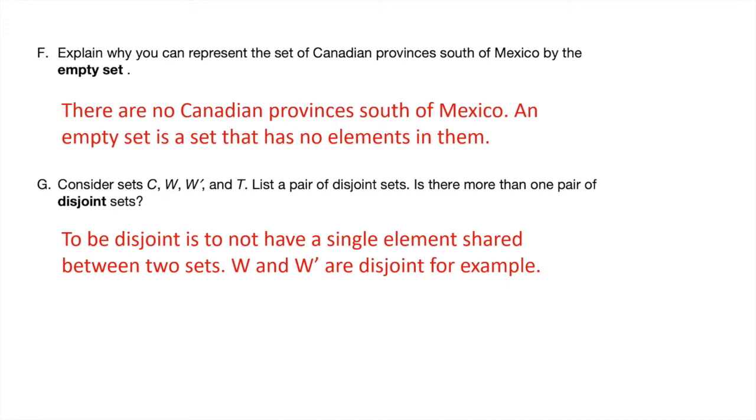Another example of a disjoint pair would be W primed, which would be the eastern provinces, and T, because again, there are no elements in T that exist in W prime, therefore they are disjoint. On a Venn diagram, disjoint sets are actually separate circles. If there are elements that are shared between the sets, what you will see is an overlap like we did with the picture on the very first page.